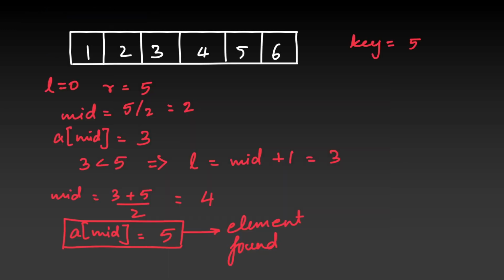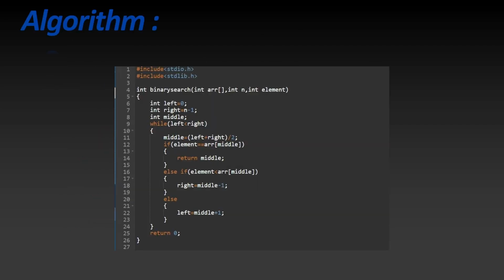We have this example here. We have an array again of size 6, and here now the key is 5. So first what we do is we have left 0, right is n minus 1 as we saw in the algorithm, where n is 6, so right should be 5. First we check if L is lesser than R, which is 0 lesser than 5.